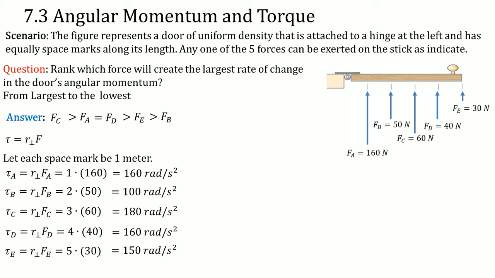And the last one is the torque produced by force B at 100, because the force is 50 newtons at 2 meters away. So there you go. That is how you rank it based on the torque equation using the radius times the force.